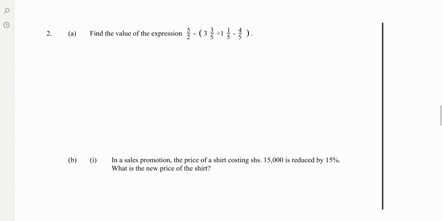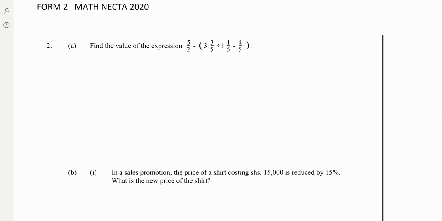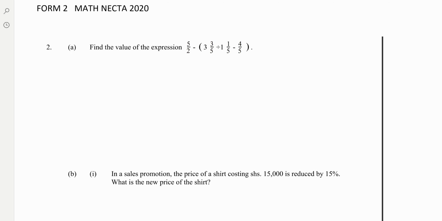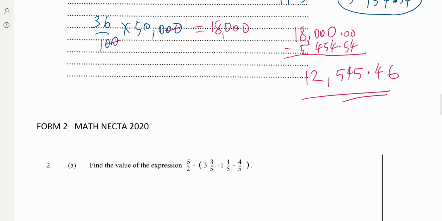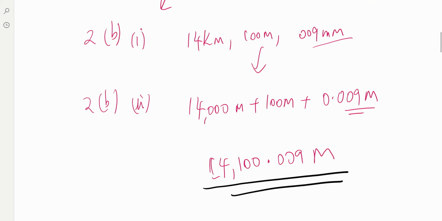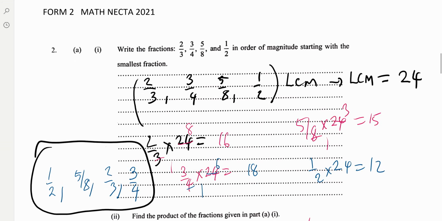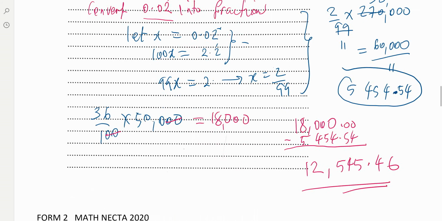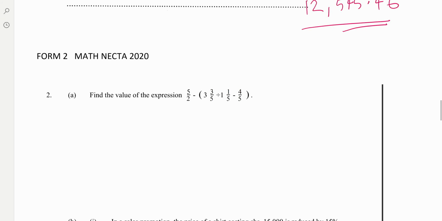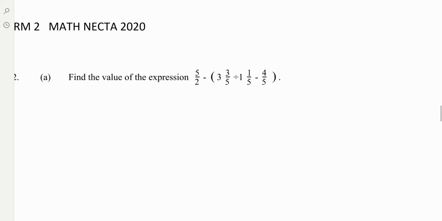We're going to continue with question number 2, Necta 2020. Still, you can see that question number 2, Necta 2020 is now not according to the current format. With the current format, question number 2 is going to be on units or approximations. Still, we're going to solve this question as a repetition of the questions we'll be facing in other upcoming questions according to the current format.